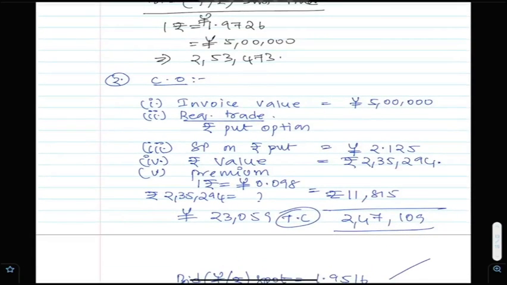But what is the new point you learned here? Standard lot size not given. Directly we can do.